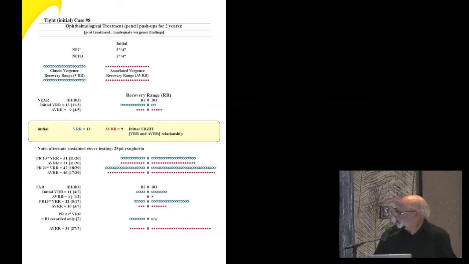Within the first 13 sessions, at far, we see a range of 22 and 10 at far. Then, 21st progress report, base in was only recorded for far. And see pretty good 7 prism diopter range. And then again, the associated vergence range at the end at far was 7 prism base in and up to 27 prism base out without a disparity. And she was motivated.